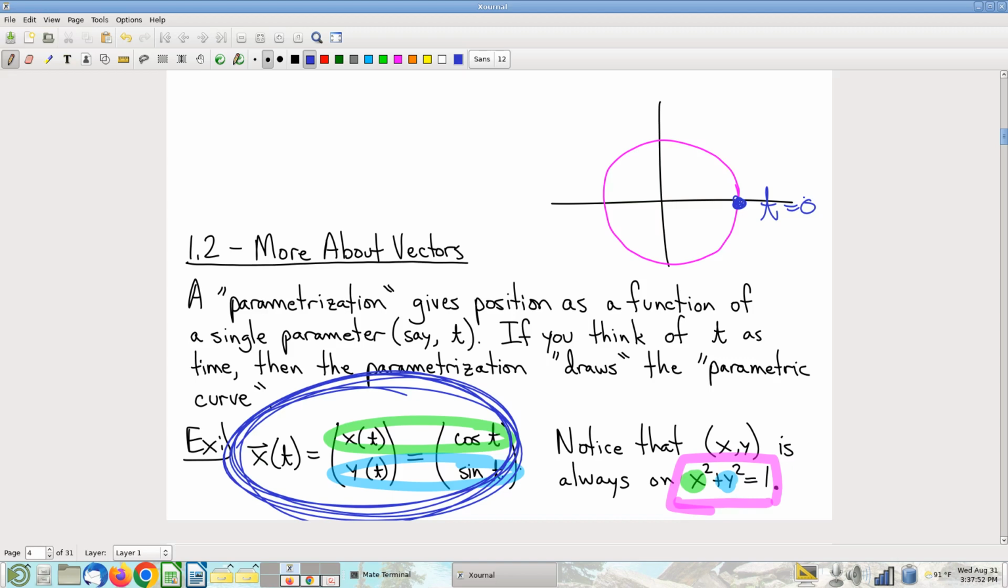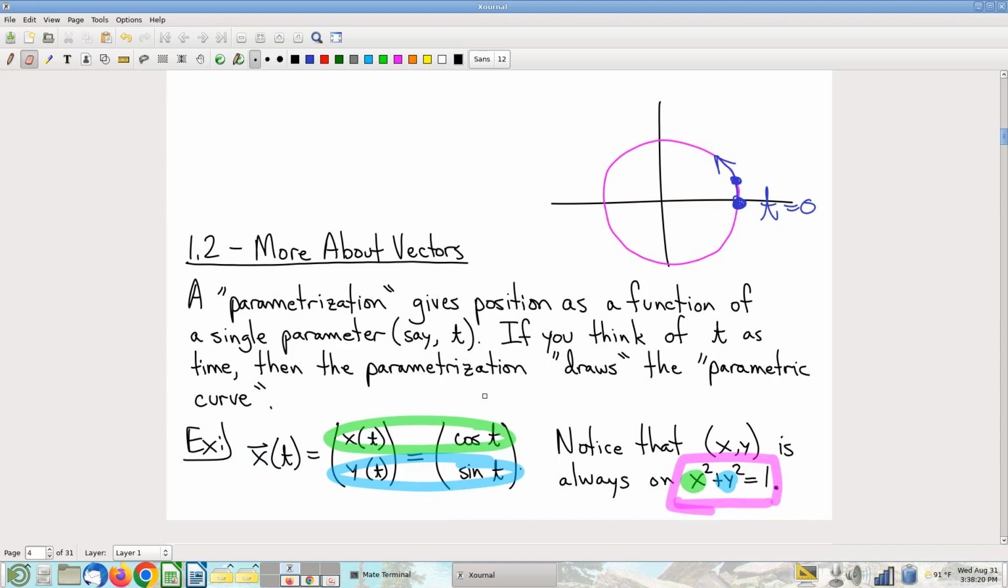Slightly positive value, you're going to get a little bit less than 1 for the x coordinate, and a little bit more than 0 for the y coordinate. That'll put you somewhere along in here. And as t increases, I think you can see you're just going to be moving around the circle. So from t equals 0 to t equals 2 pi, you trace out the entire circle. Okay. All right. Now, this is how we analyze this parameterization.